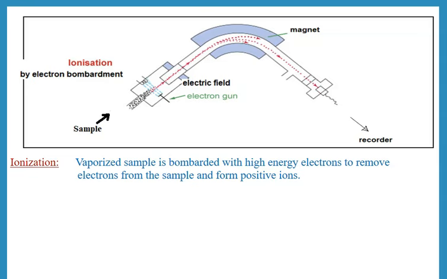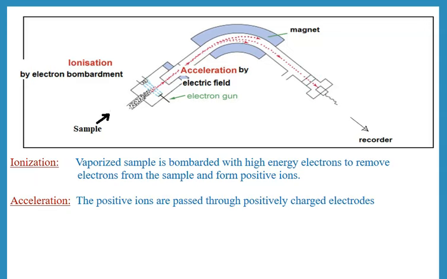Next, the positive ions go through an electric field. What happens there is acceleration of the positive ions. The positive ions are passed through positively charged electrodes. These create an electric field, and this causes acceleration of the positive ions. Remember that acceleration means that the positive ions start to move very quickly or move faster.